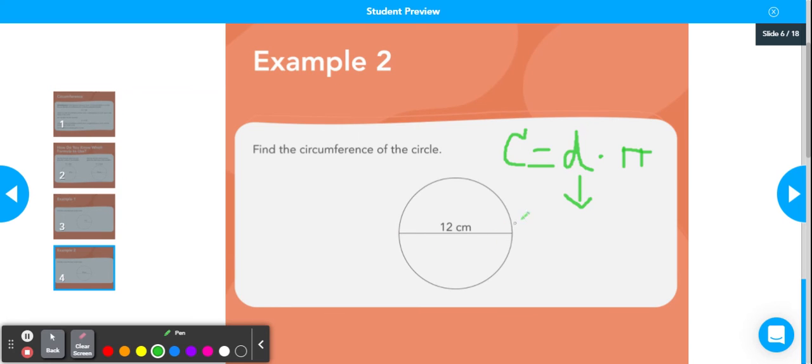We do know the diameter is 12. And we do know that the number for pi is 3.14. Simply multiply those two, and you're able to get your answer. I believe it's 37.68. And that is how you use circumference in order to solve.